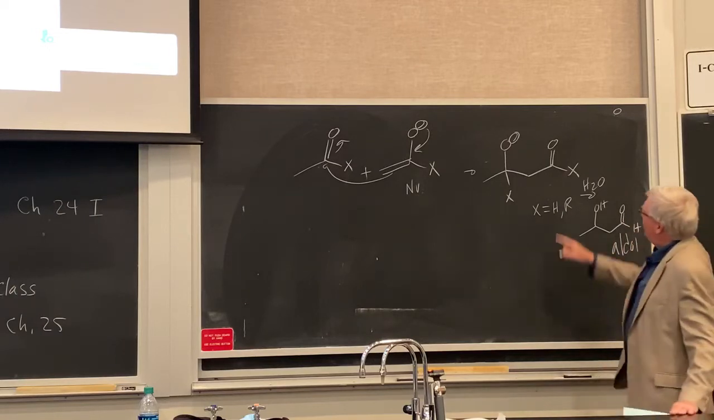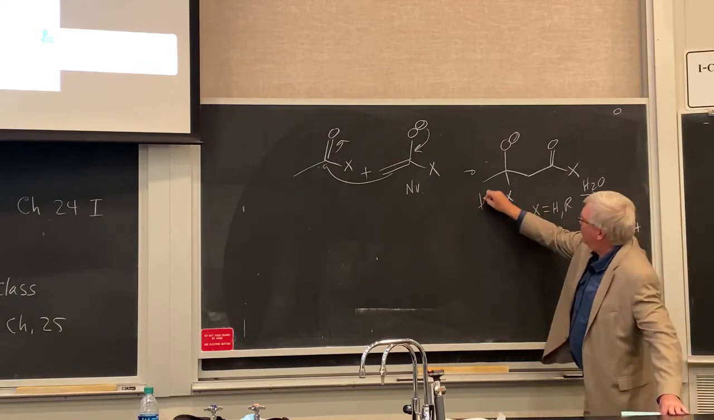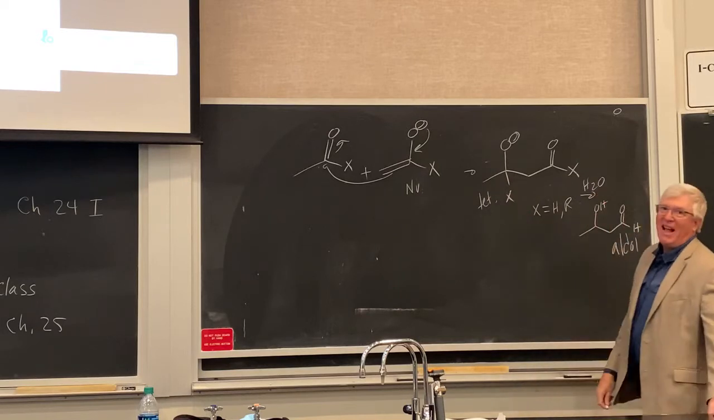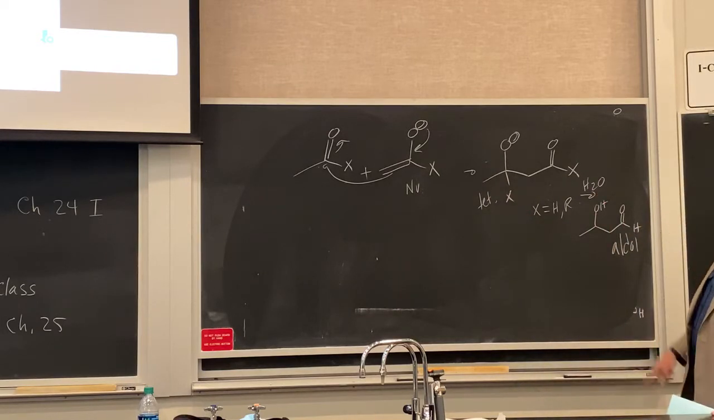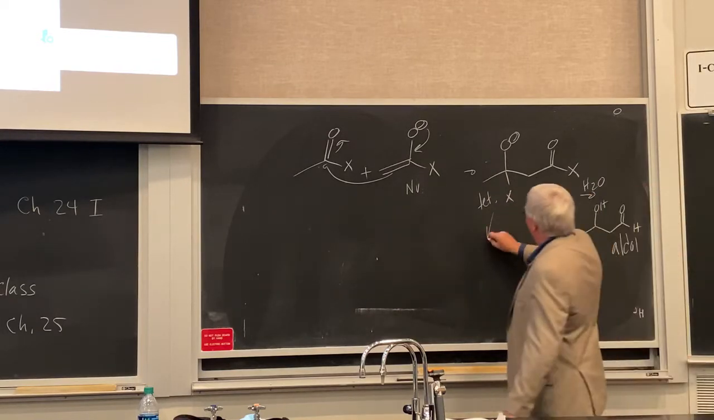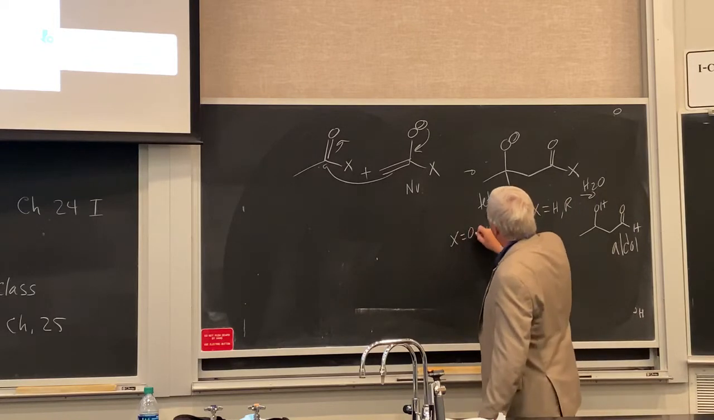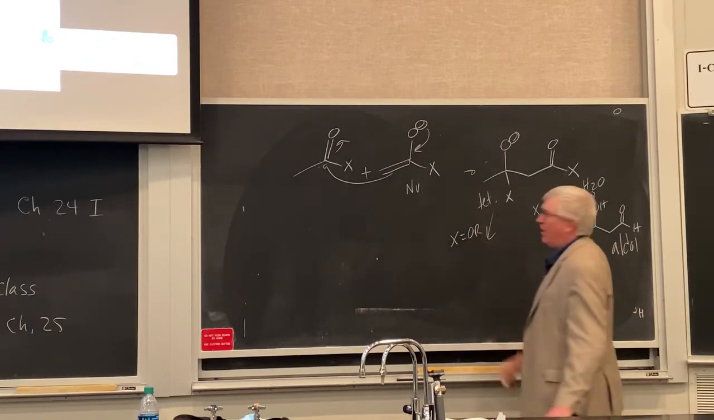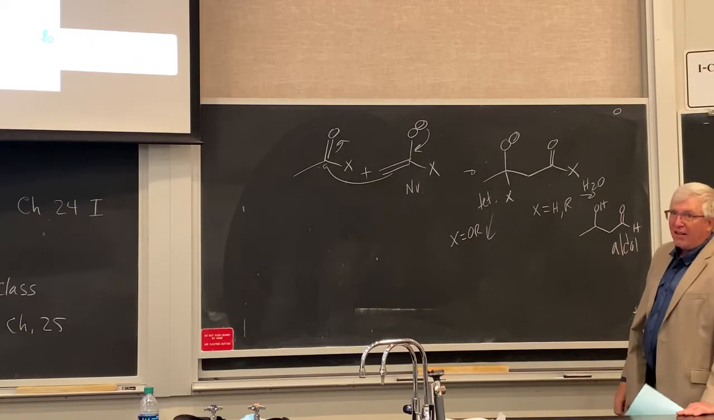But look, if this tetrahedral intermediate, and that's the same thing we've been talking about, right? Adding to carbonyls. If this is a leaving group, if X equals oxygen here, that's an alkoxy group. And that can come off.